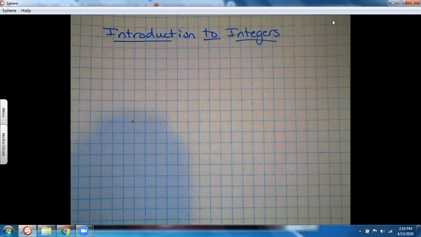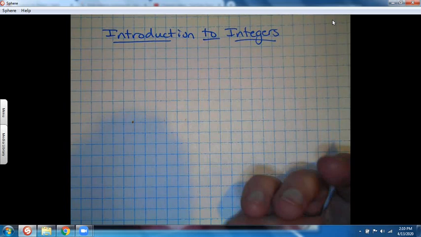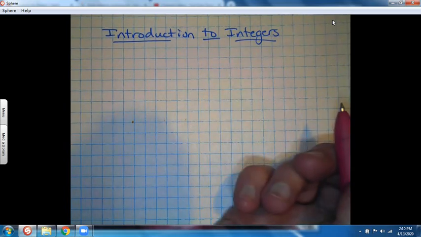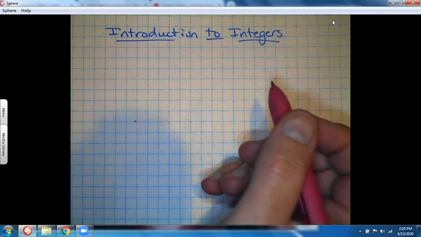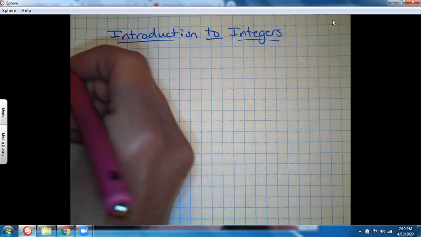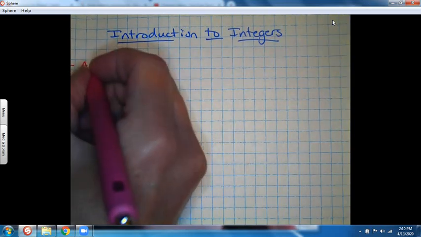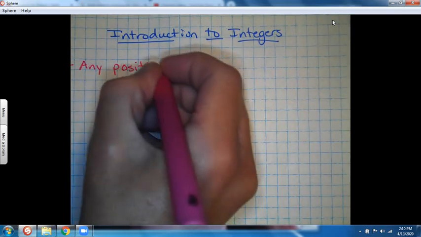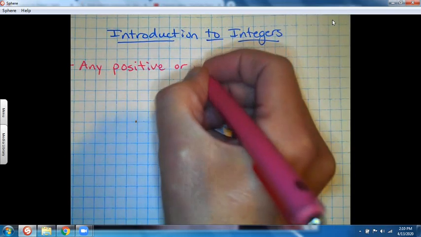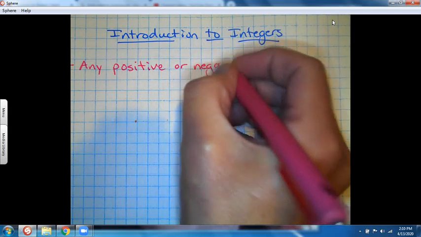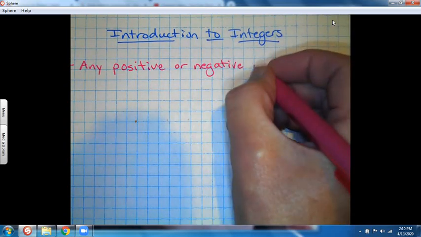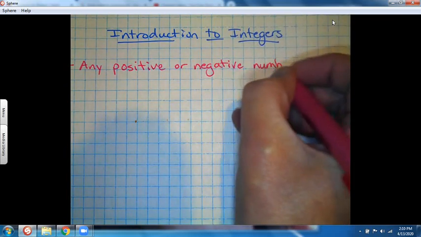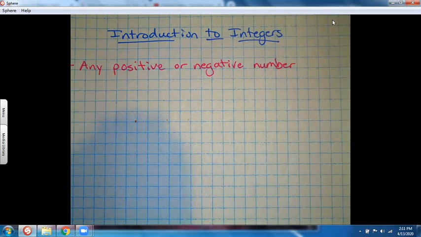Okay, so the first thing we are talking about for integers is, what is an integer? An integer is any positive or negative number. So let's put a definition. Any positive or negative number. Now, the best way to go about doing this, of course, is to use a number line.